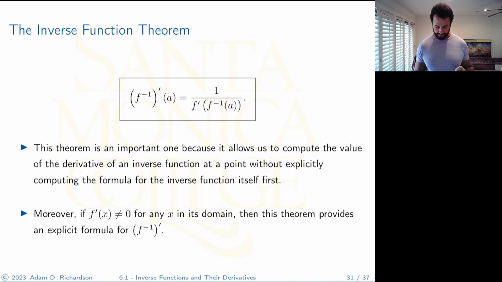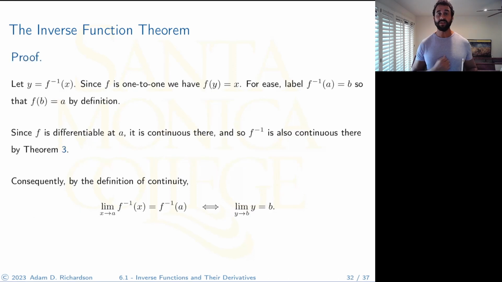What's also very cool, and this is something that some of you will see in a later math course maybe, is that if you know that f prime, the derivative of the original function, is non-zero for any x, then this theorem gives you an explicit formula for the inverse, which is amazing. This gives you an explicit formula for the inverse if you know that your derivative is never 0. All right? Okay. Let's look at the proof. This is an important theorem, so we should go through the proof. The proof is a little bit hairy because there's a lot of switching back and forth, so I'll try to explain it carefully as I go through.